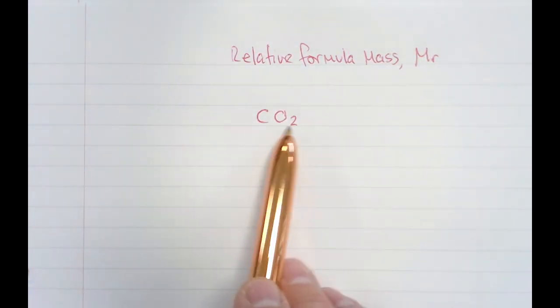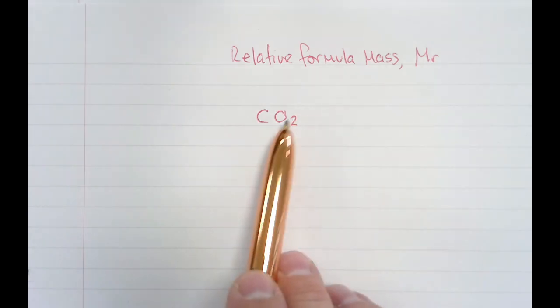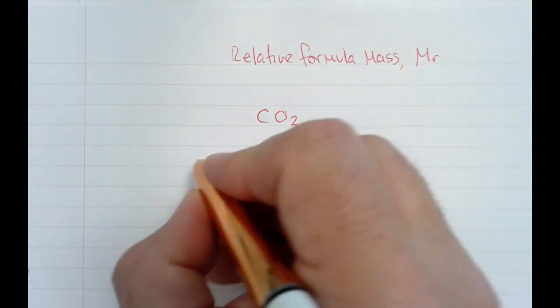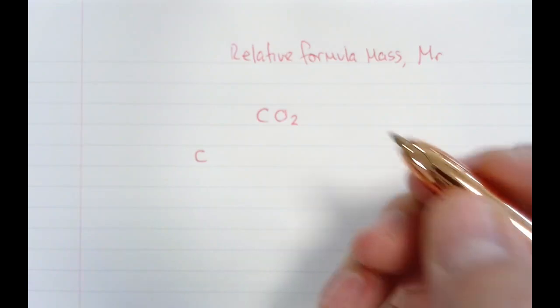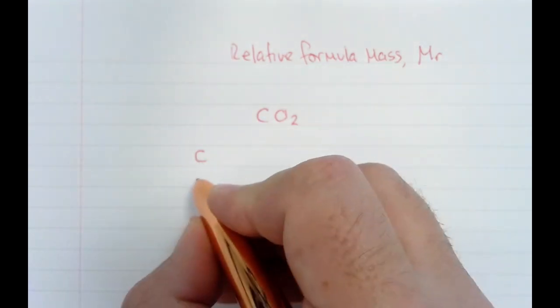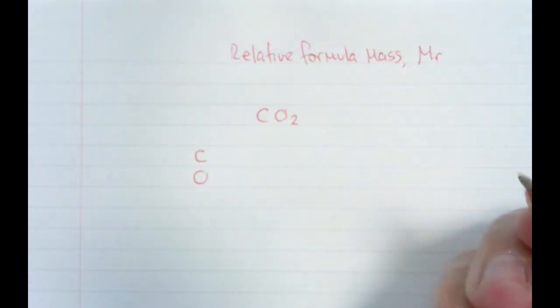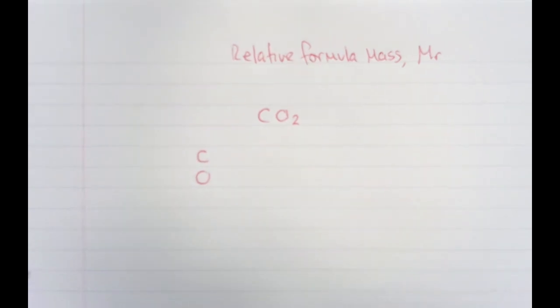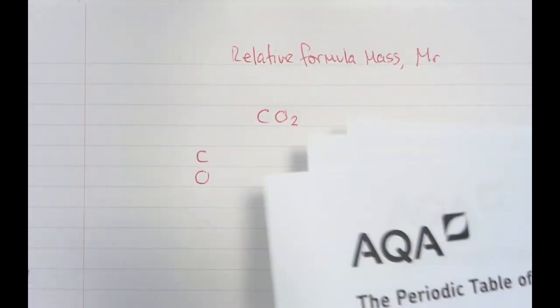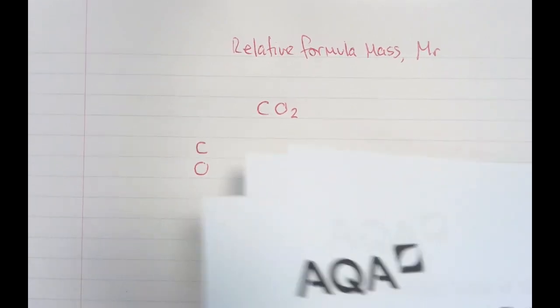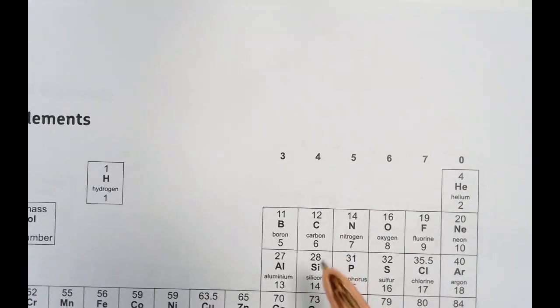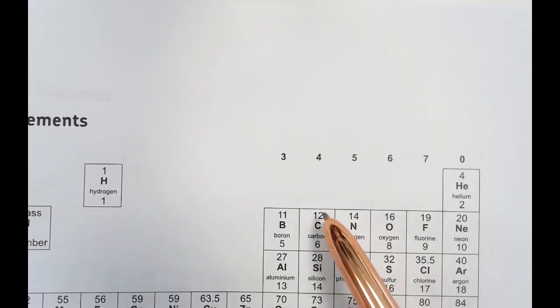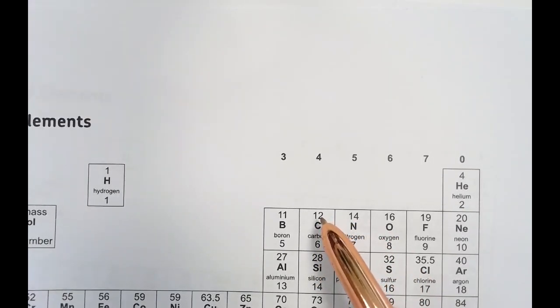And as you can see from the formula, there is a carbon atom and two oxygens. So I'm going to start by setting it out like this. We have a C for the carbon and an O for the oxygen. We then need to check what the relative atomic mass, the AR, of each of these is using the periodic table. So we're looking for carbon first, and we're looking for the larger of the two numbers, so that is going to be 12.